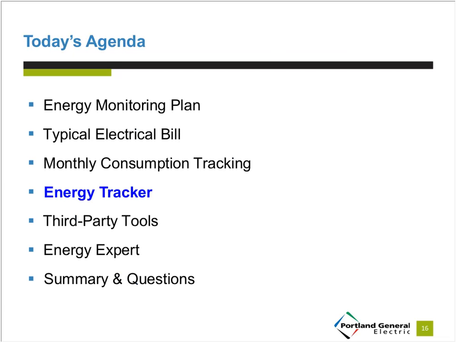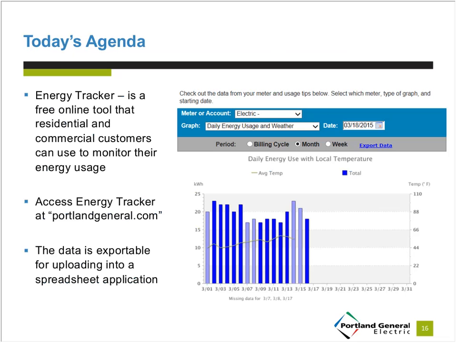So you can see the benefits of looking at interval data. And so we are going to take a look at one tool that's available to you today from Portland General, and it's called Energy Tracker. Energy Tracker is a free online tool that residential and most commercial customers have access to. All you have to do is log on to portlandgeneral.com, provide your account information, and you can then access Energy Tracker, and on the Energy Tracker site, you can look at your usage patterns.